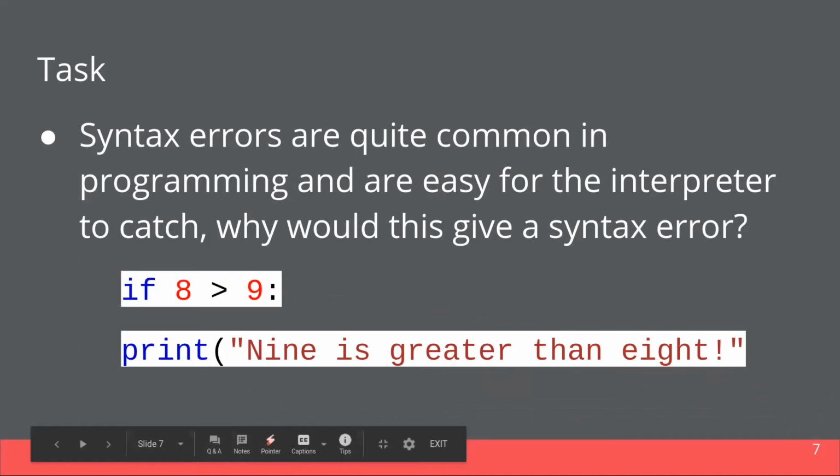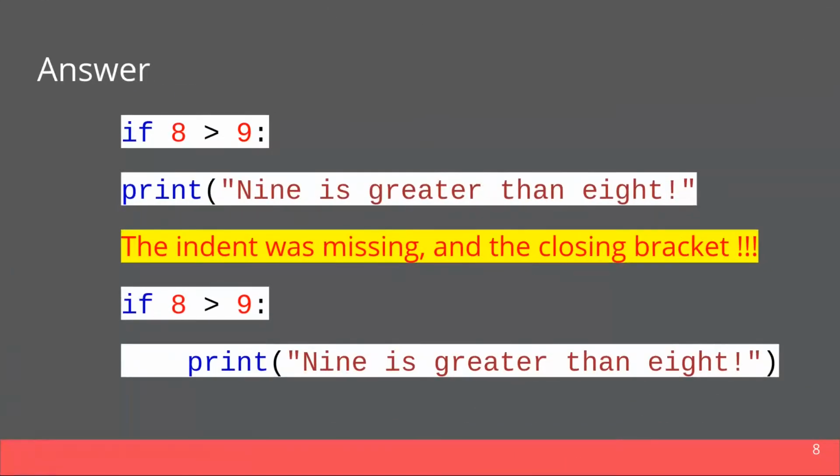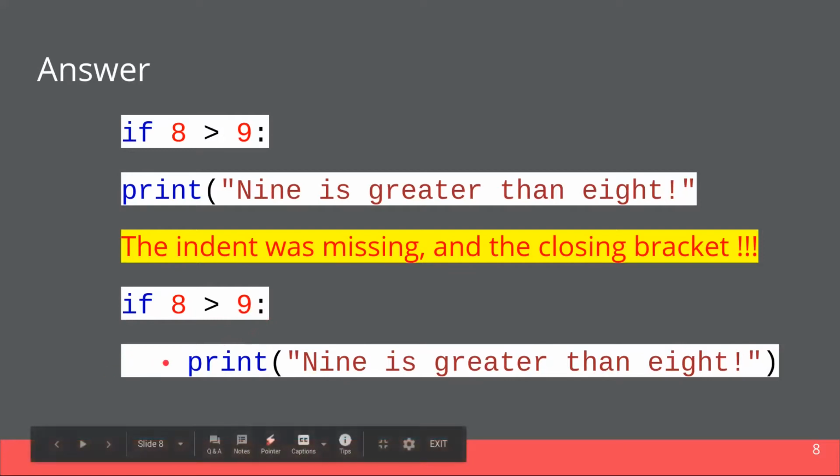So here's an example of this, and I've got the indent missing and also the closing bracket. And here's how it should look. So if 8's greater than 9, print, and when I press the enter key, this is automatically indented. And at the very end here, we have the close bracket there.